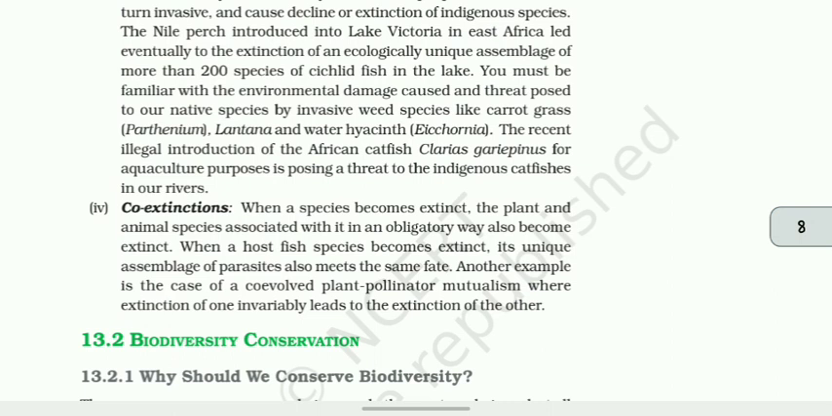Number 4, co-extinctions. When a species becomes extinct, the plant and animal species associated with it in an obligatory way also become extinct. When a host fish species becomes extinct, its unique assemblage of parasites also meets the same fate. Another example is the case of co-evolved plant-pollinator mutualism, where extinction of one invariably leads to the extinction of the other.